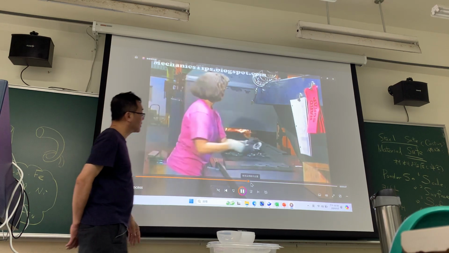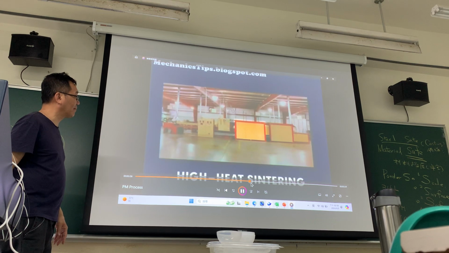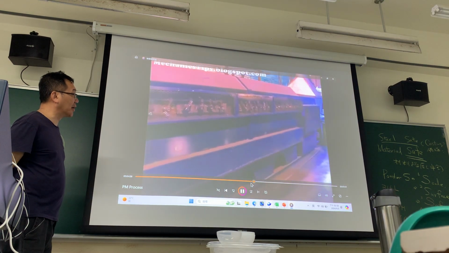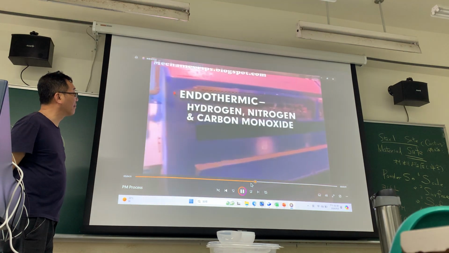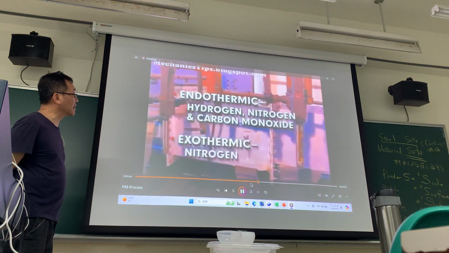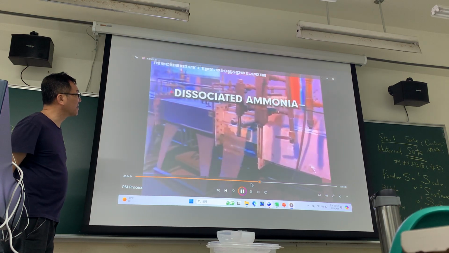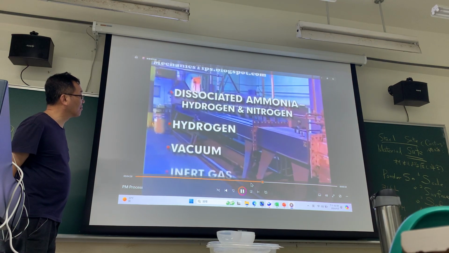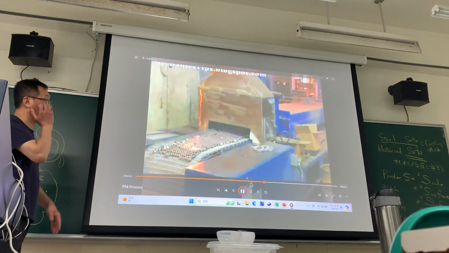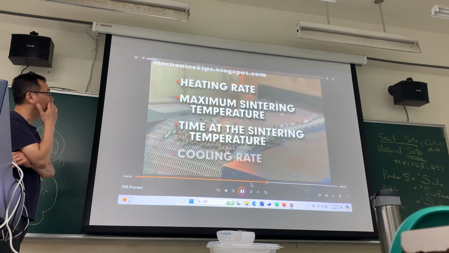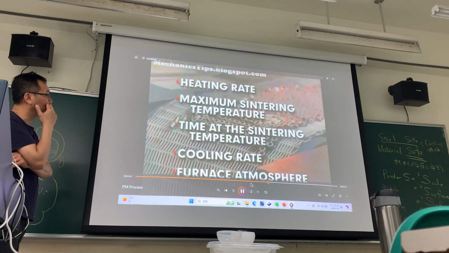Sintering furnaces include preheat, high heat sintering, and cool down zones, each having a controlled atmosphere. Depending on the base metal of the part, preheating is to remove the lubricant and the wax from the powder. The atmosphere is composed mainly of hydrogen, nitrogen, and carbon monoxide, or nitrogen mainly, dissociated ammonia, which is hydrogen and nitrogen, or entirely hydrogen, vacuum, or inert gas. Talking about the sintering furnace, for proper sintering, the heating rate, maximum sintering temperature, time at the sintering temperature, cooling rate, and furnace atmosphere must be closely controlled.